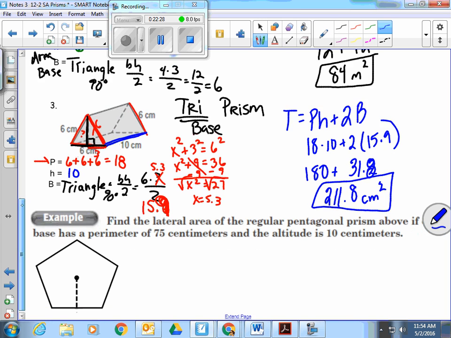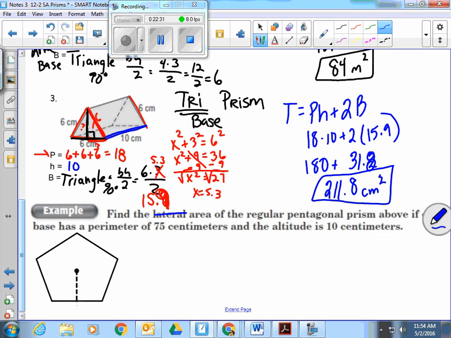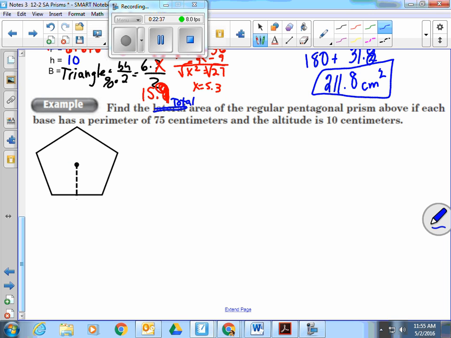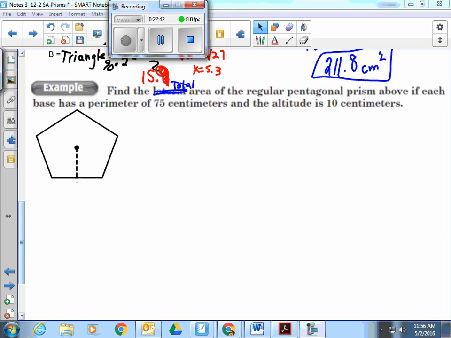Okay. This one on this next one, I want us to change. I don't want to find the lateral. I want us to find the total. So we're going to find the total surface area on this next one. I'm going to give you a second to think about it. Let's see how we did.